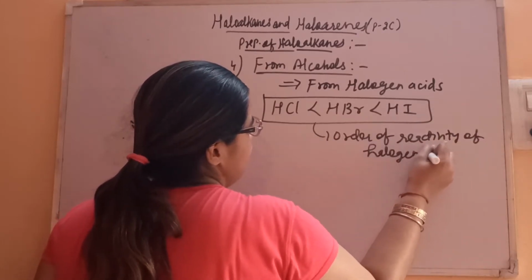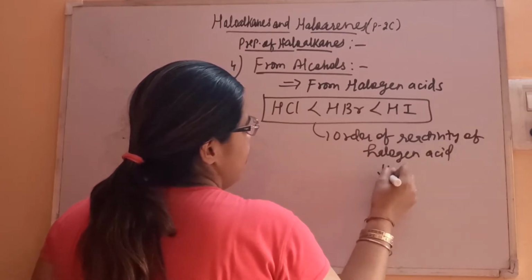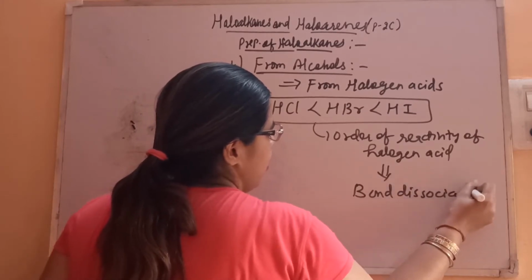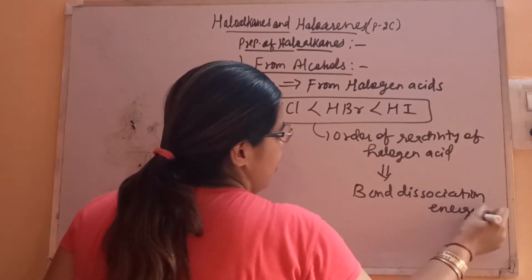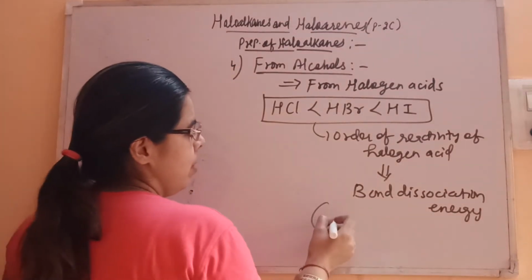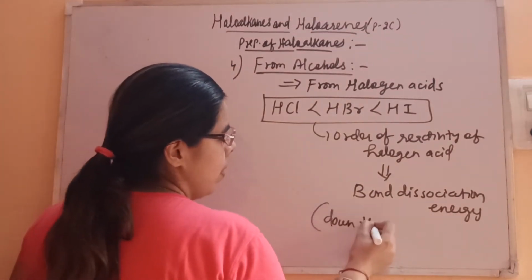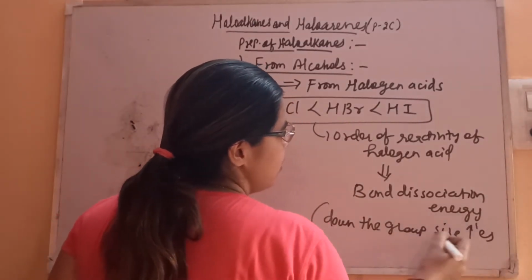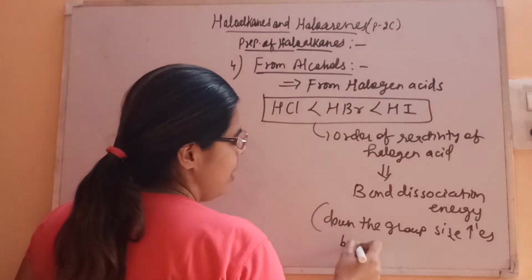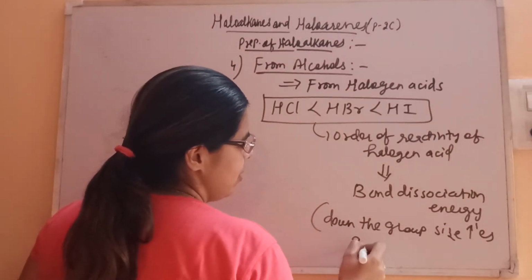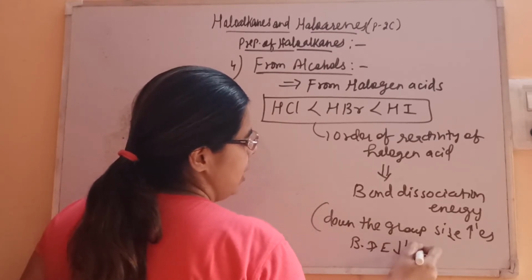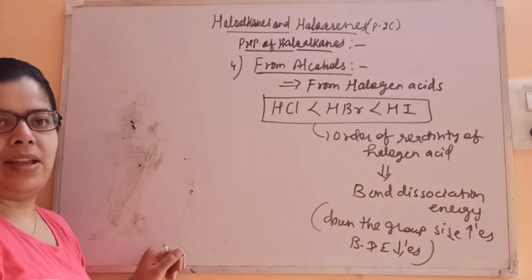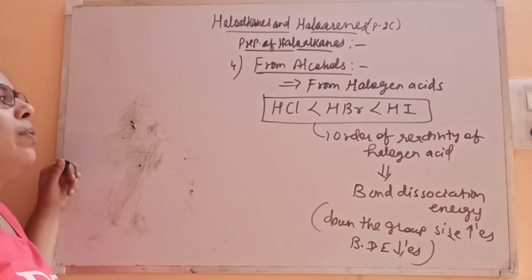And this particular reaction is based on bond dissociation energy. Why? Because as we move down the group, size increases, then the bond will become weak. Bond dissociation energy decreases. So that's why this can react easily. It can easily provide its iodide ion as compared to HBr.